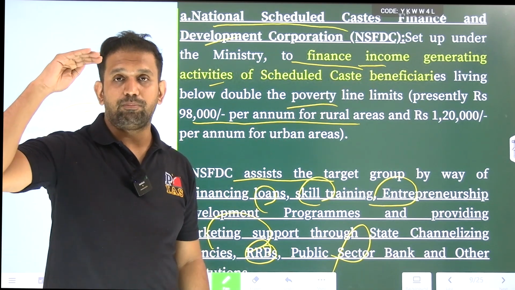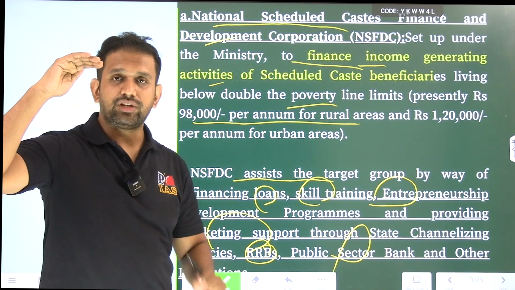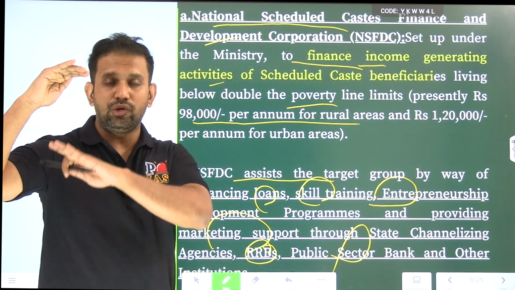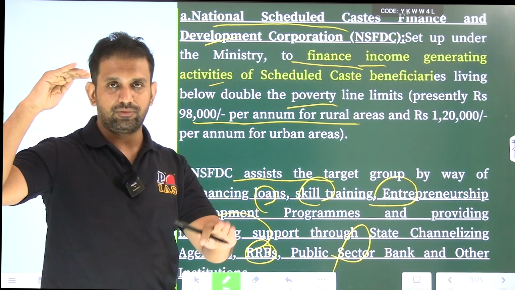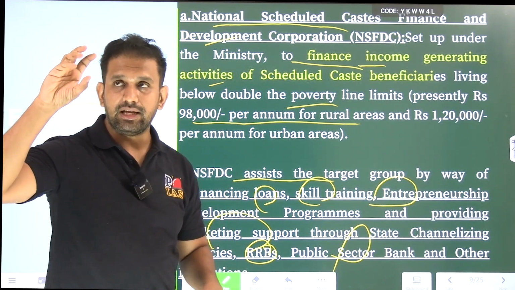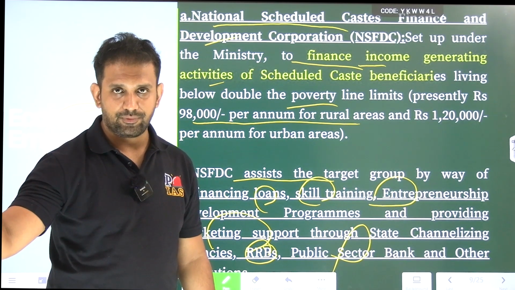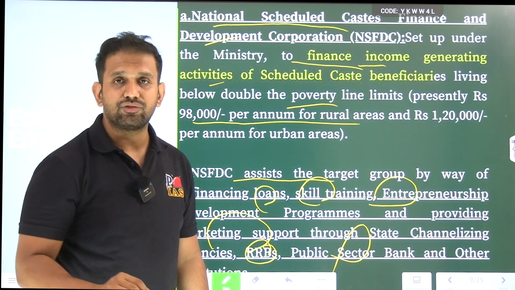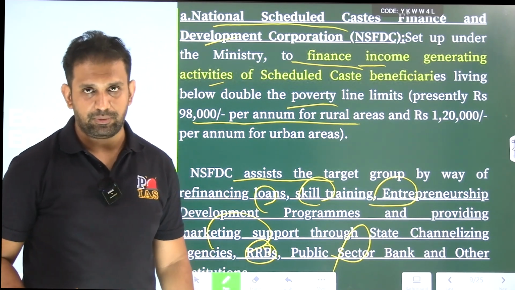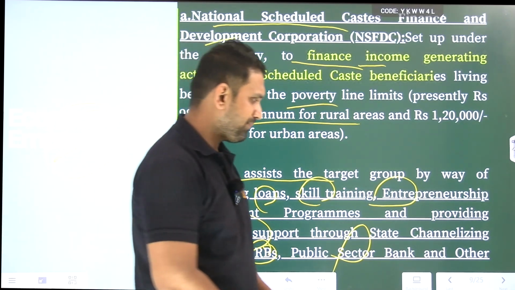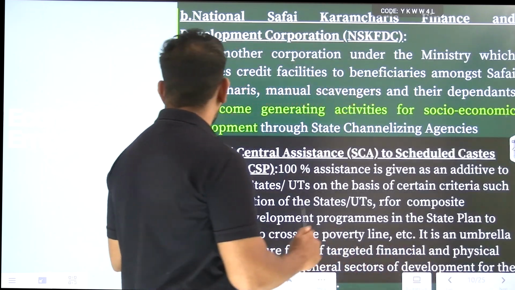NSFDC is a top agency which takes care of all loans given to SCs who are living below the poverty line. They will give money to what? RRBs, public sector banks, cooperative banks. And these banks will give to the SC people who want to start a business, just like NABARD.